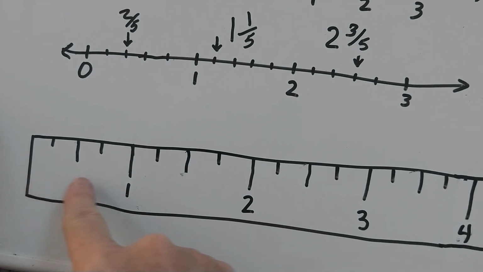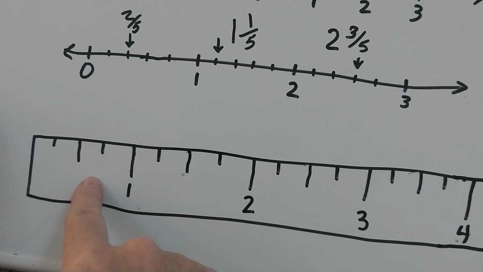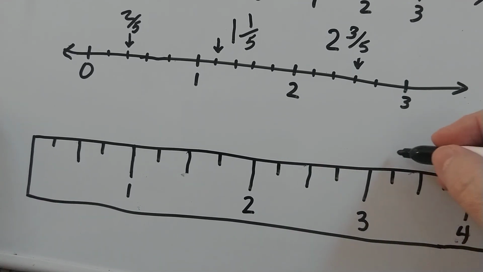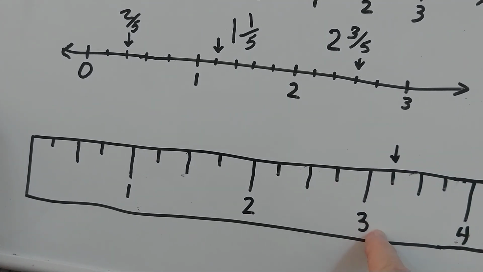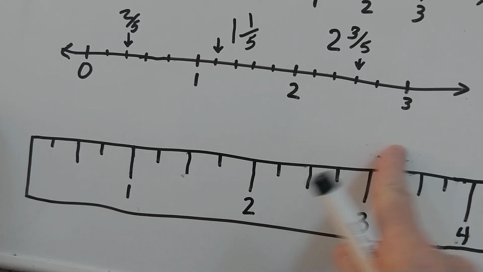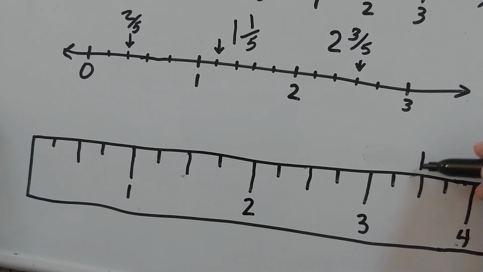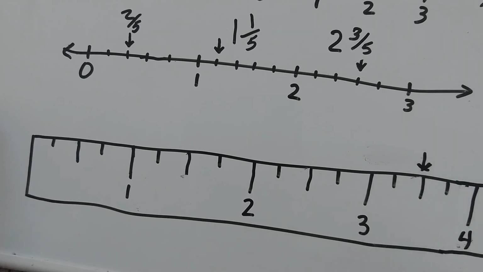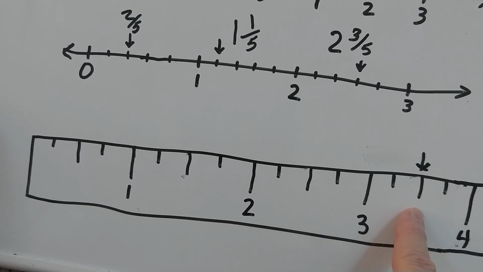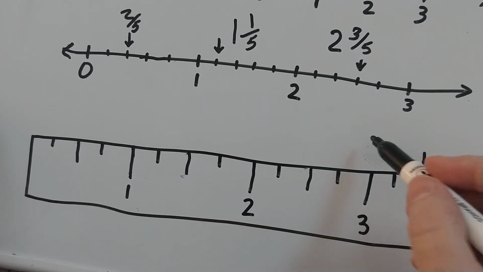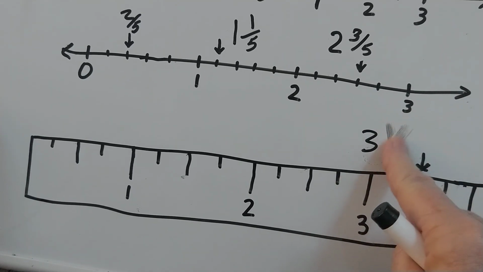Each one of these inches now is divided into how many? It's divided into fourths. So if I'm talking about this measurement right here, what would that be? That would be 3 whole and 1/4. Each one of these is 1/4 of an inch. What about this one right here? That would be 3 whole and 2/4, or 1/2. So that would be 3 and 2/4, or we could say 3 and 1/2.